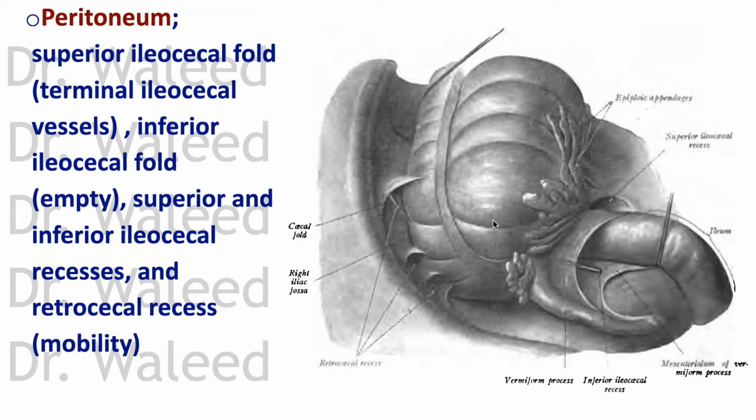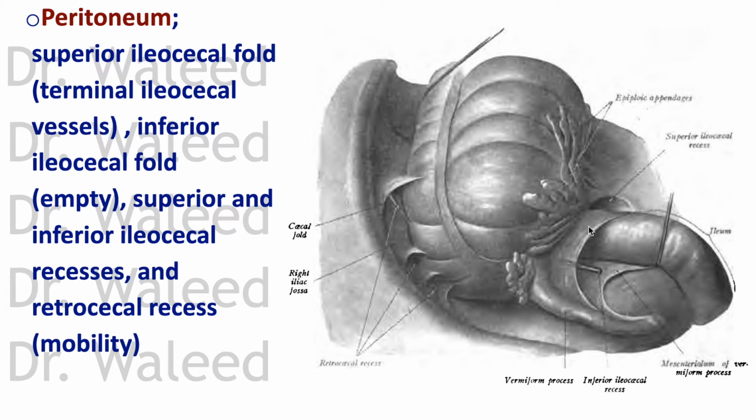The peritoneum at the ileocecal junction makes folds, as you can see here: the superior ileocecal fold and the inferior ileocecal fold. The superior ileocecal fold has the terminal branches of the superior mesenteric, the ileal branches, but the inferior ileocecal fold has nothing in it. And this is a multiple choice question: it has nothing in it, the inferior one.